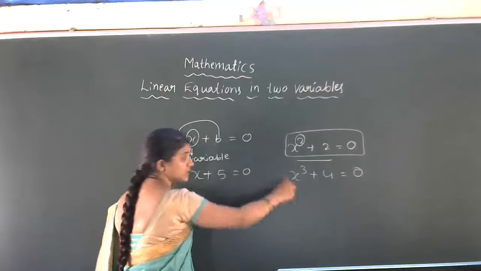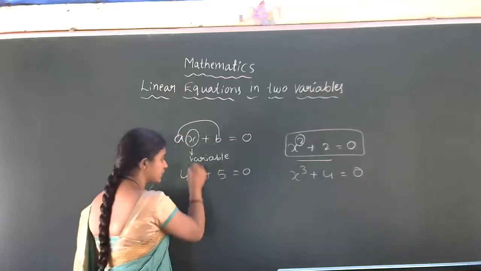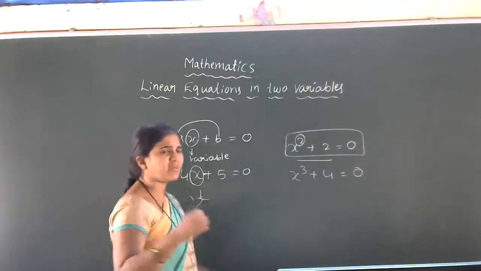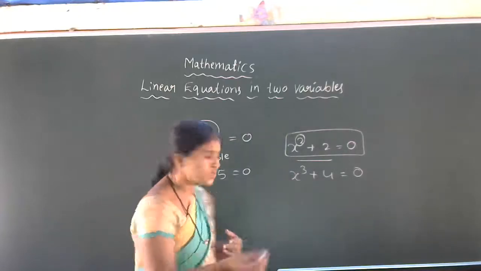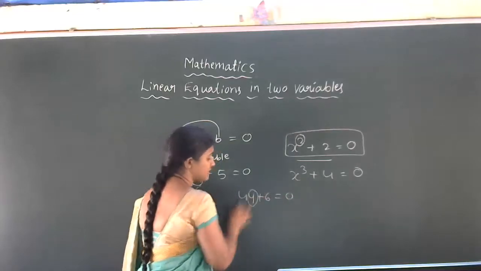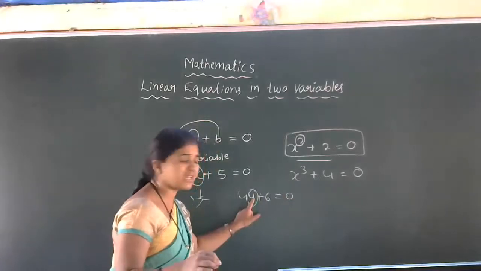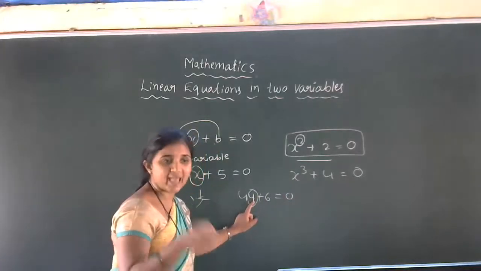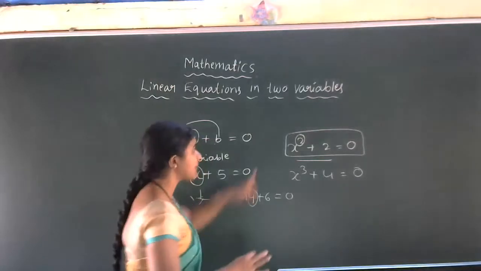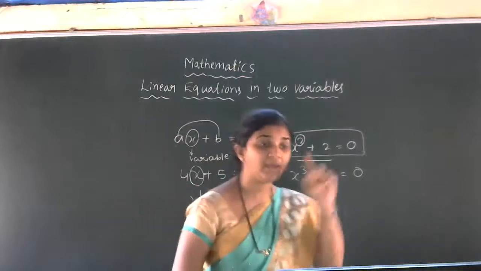But all three are examples of one variable, no? Because you are observing only one variable, that is x. So you can take the variable x, or you can take y also. You can take 4y + 6 = 0. You can take the name of the variable as y also, no problem. You can use the variable t also, or a, b, c, any alphabet you can use for the variable place. Okay, so all these equations are examples for one variable.